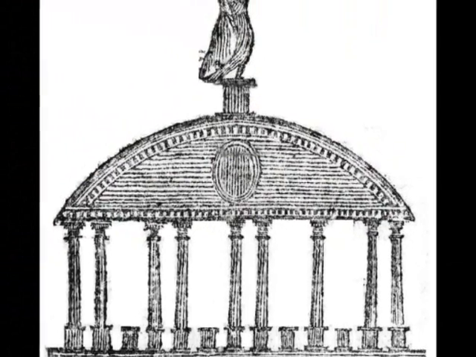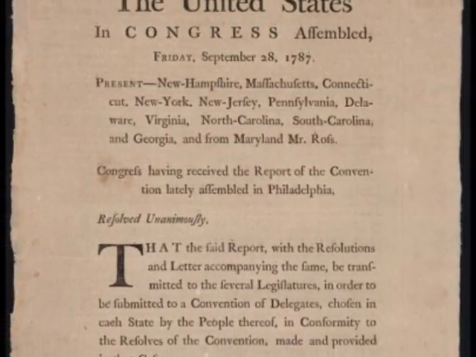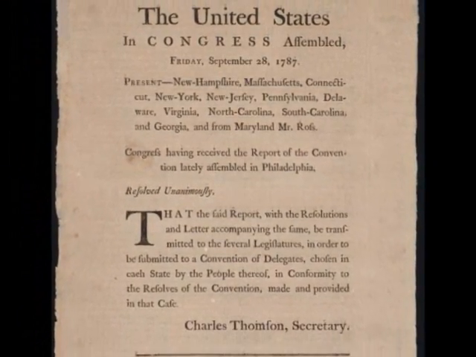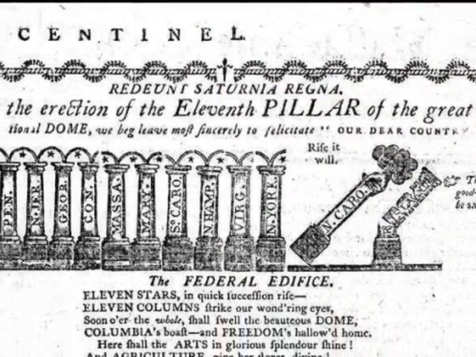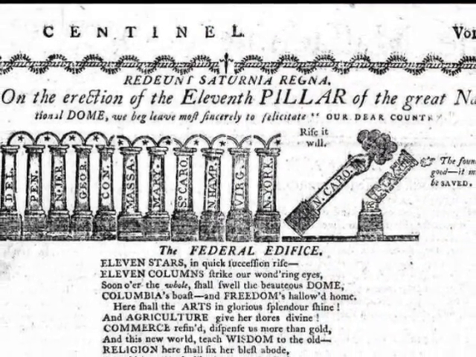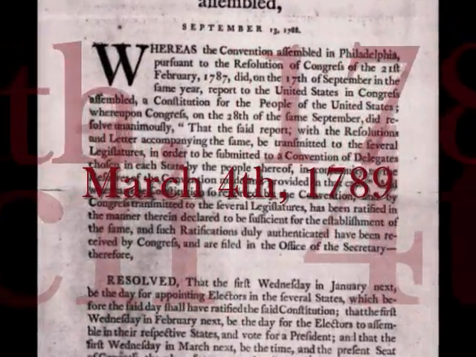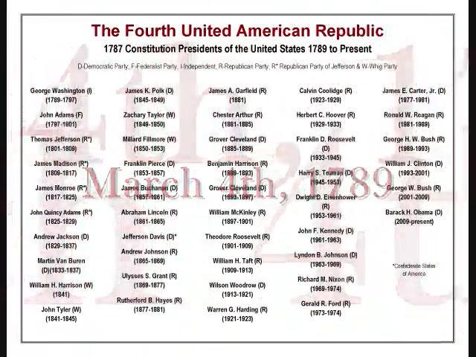On September 28, 1787, the United States in Congress assembled resolved to send the new Constitution unchanged for ratification by the states. 1 year later, with only 11 states approving the Constitution of 1787, the United States in Congress assembled enacted a plan to commence the Fourth United American Republic on March 4, 1789.